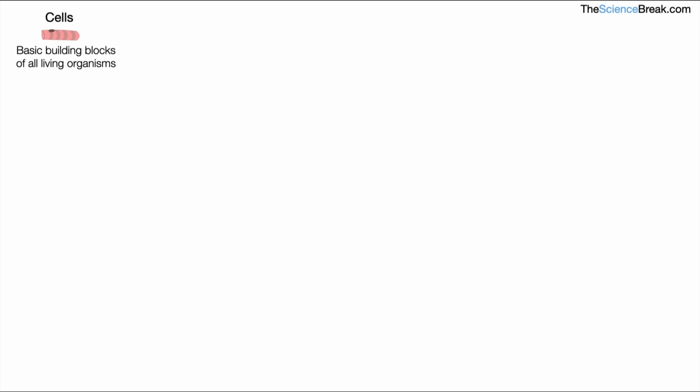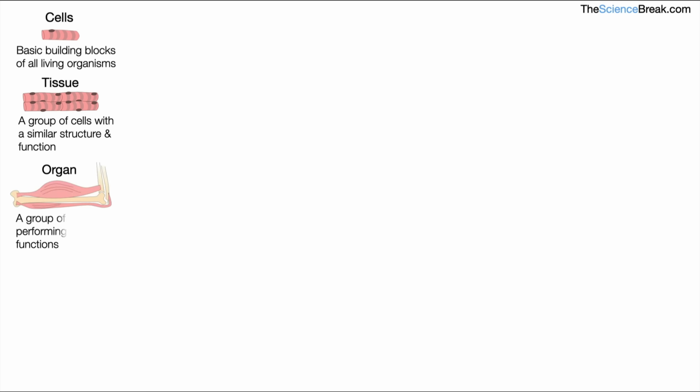I've just sketched out a quick diagram of a type of cell called a muscle cell, but these are the basic building blocks of living things, and usually they don't work by themselves, they work together in groups, and when we have a group of cells, we call this a tissue. A tissue is a group of cells with similar structure and function. When we have tissues working together, we talk about an organ, and an organ is a group of tissues performing specific functions. So I've gone from muscle cells to muscle tissue to the organ of a muscle.